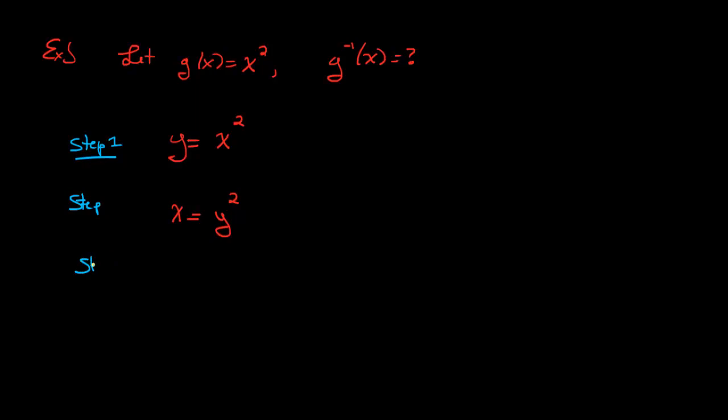In step 3, we want to solve for y. So I'm just going to rewrite this as y squared equals x. In order for me to solve for y, I'm going to have to take the square root of both sides.